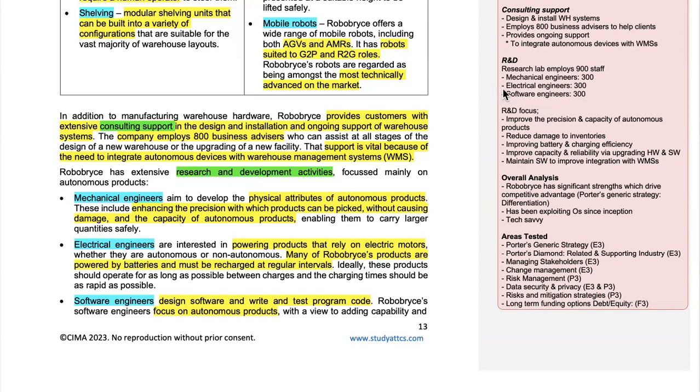So the mechanical and electrical engineers are involved with manufacturing these autonomous vehicles and devices, and the software engineers are involved with developing software which helps integrate these different types of devices with the WMSs or warehouse management systems utilized by our clients. And when it comes to carrying out research and development initiatives, the focuses are multiple. So we are focused on improving the precision and capacity of autonomous products which we sell, because if that is the case, then our customers will be satisfied.